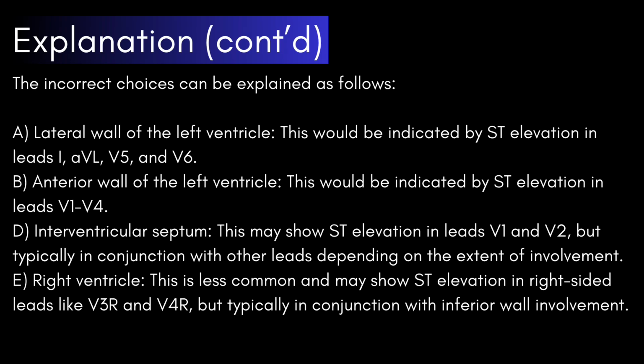D, interventricular septum. This may show ST elevation in leads V1 and V2, but typically in conjunction with other leads depending on the extent of involvement. E, right ventricle. This is less common and may show ST elevation in right-sided leads like V3R and V4R, but typically in conjunction with inferior wall involvement. All right, now that we have covered this question, let's move on to look at the next question.